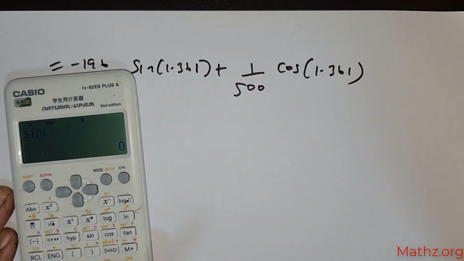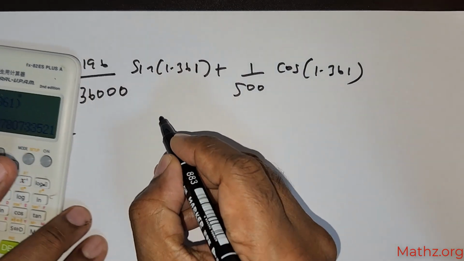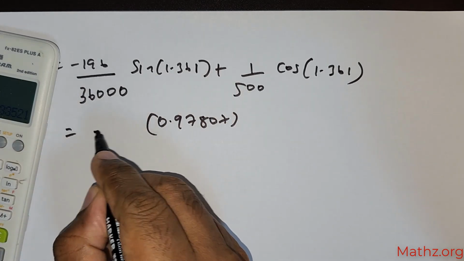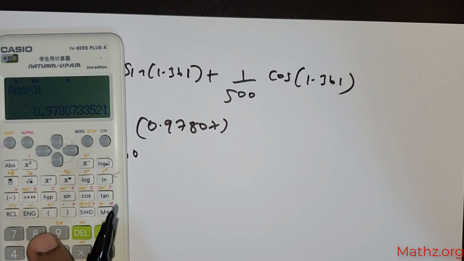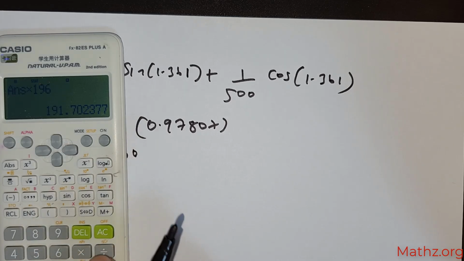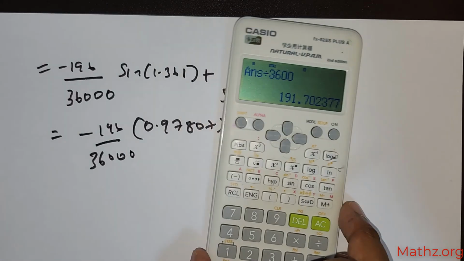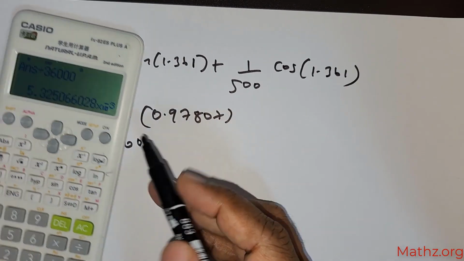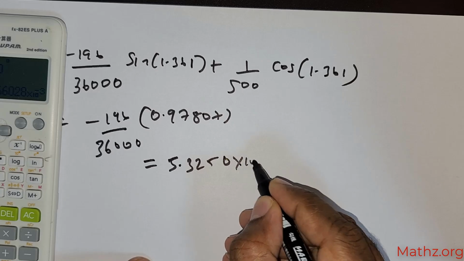So sine of 1.361, that is going to give me 0.97807, and that has to be multiplied with negative 196 and divided by 3600. So let me do that. So multiply by 196 and you divide by 3600. So what do you get? You get 5.325 times 10 to the power of negative 3.